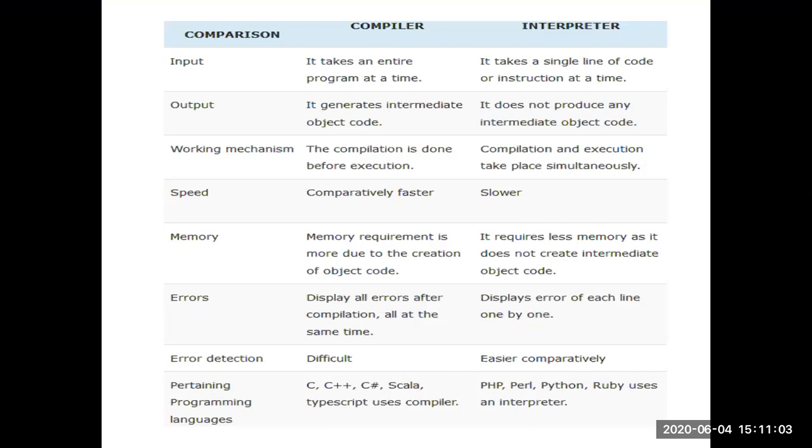When we come to the errors point of view, compiler will display all the errors at the same time. When we come to interpreter, it will display errors of each line one by one only. When we come to error detection, in case of compiler, it is a difficult process. Why? Because it has to find all the errors at a time. Error detection is somewhat difficult in compiler, but in interpreter, it is easy. Why? Because at a time it is scanning only one line, so it is easy for identification of errors.